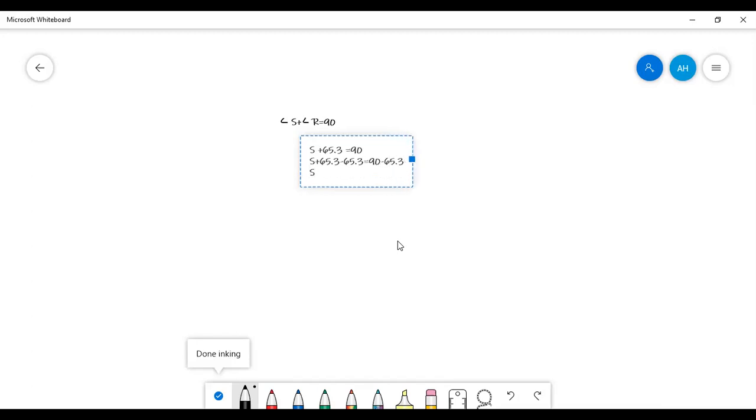Then angle S is equal to, okay, so I have here 90 minus 65.3. 10 minus 3 is 7, and 9 minus 5 is 4. Okay, 8 minus 6 is 2, so we have 24.7 degrees. So the measure of angle S is 24.7 degrees.